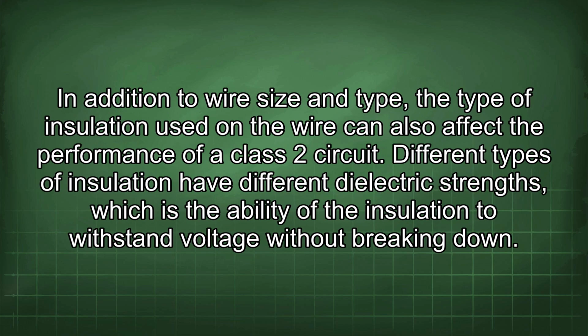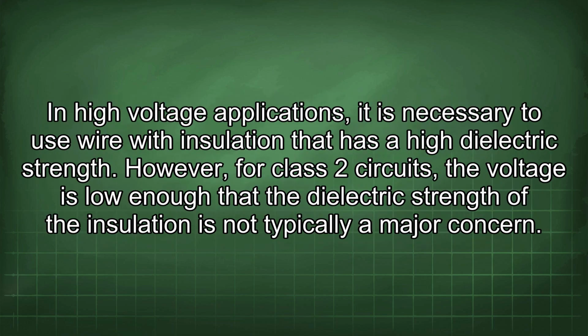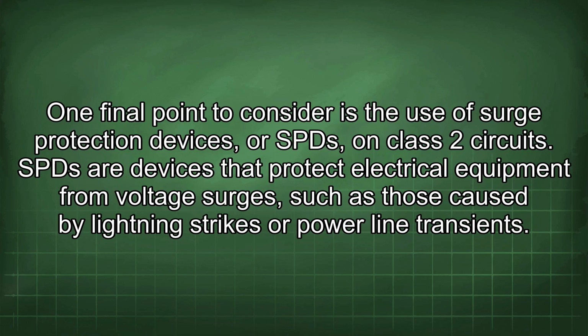In addition to wire size and type, the type of insulation used in the wire can also affect the performance of a Class 2 circuit. Different types of insulation have different dielectric strengths, which is the ability of the insulation to withstand voltage without breaking down. In high-voltage applications, it is necessary to use wire with insulation that has a high dielectric strength. However, for Class 2 circuits, the voltage is low enough that the dielectric strength of the insulation is not typically a major concern.